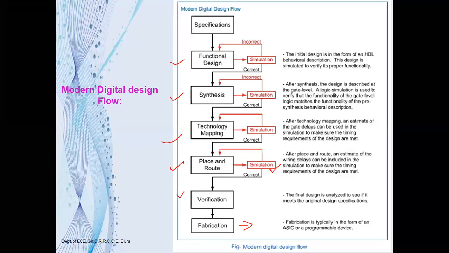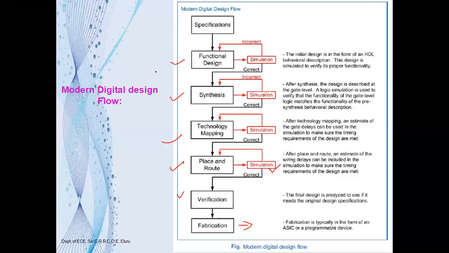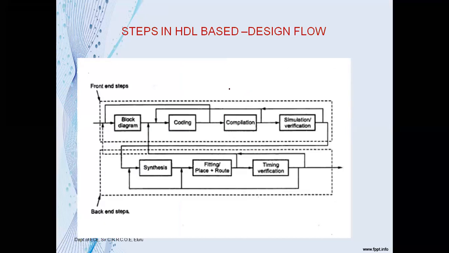And in many of the textbooks, if you refer, this is the steps in HDL based design flow here. So don't get confused, these two are the same here. Just have a look. You have specifications and functional description, where you will have the block diagrams, right? This you can refer to in any textbook. These are the steps involved in the HDL based design flow.